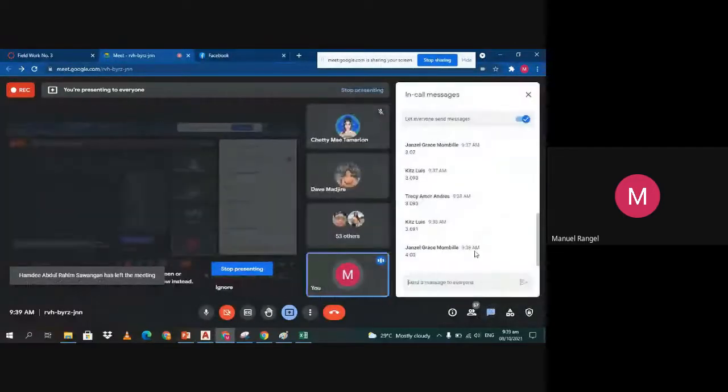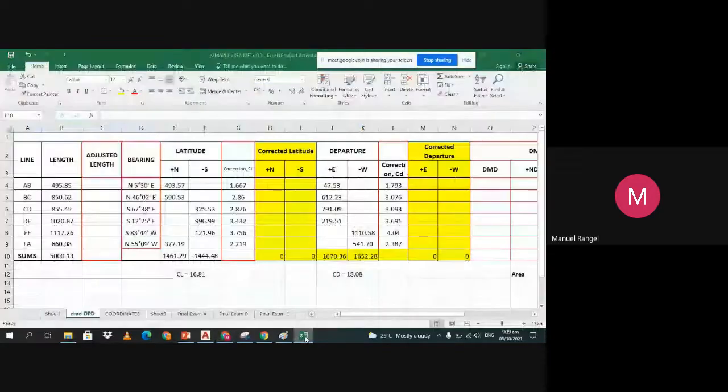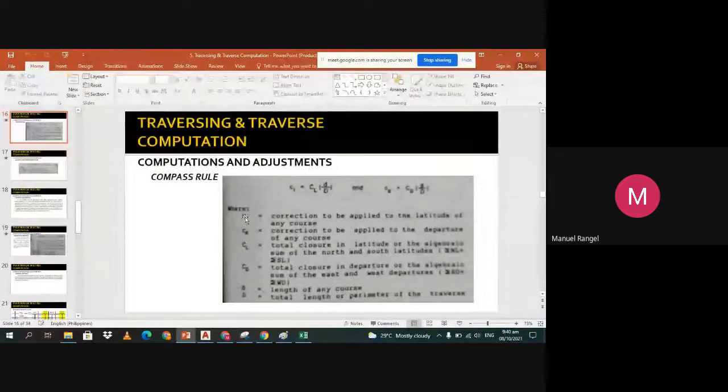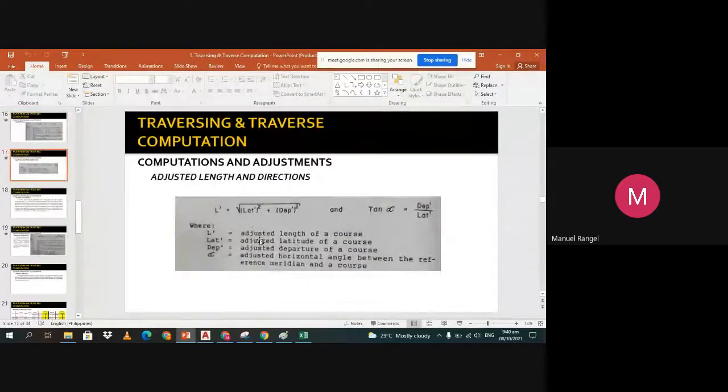Okay, so the correction in latitude and the correction to be applied to the departure have already been computed. Now we will adjust the latitudes and the departures using the formula from earlier: the adjusted latitude of a course and the adjusted departure of a course.